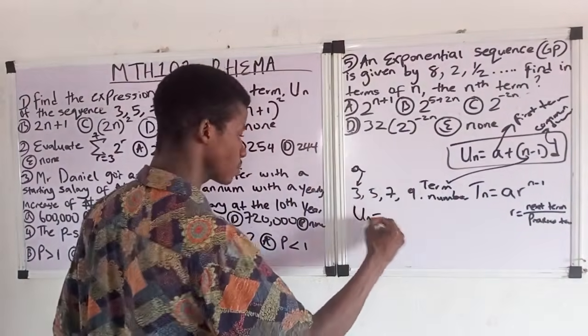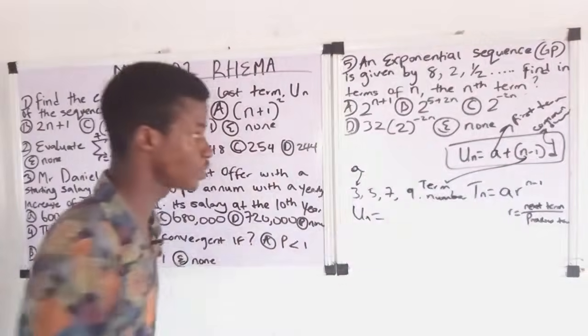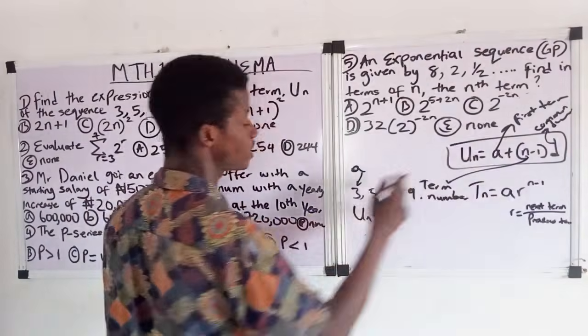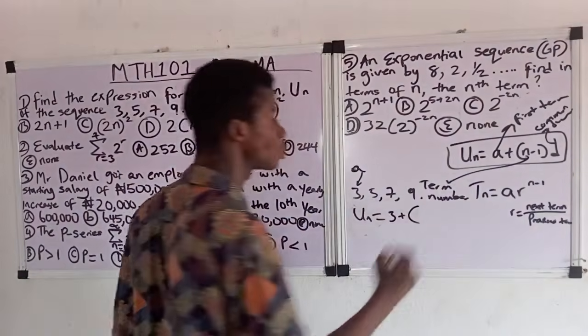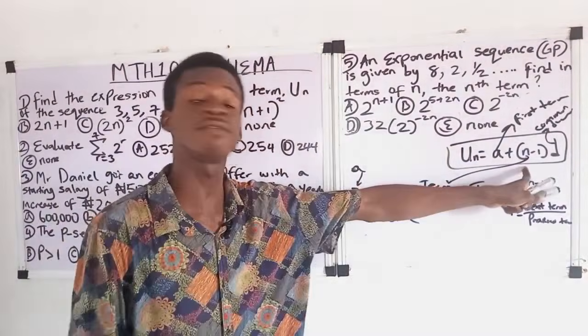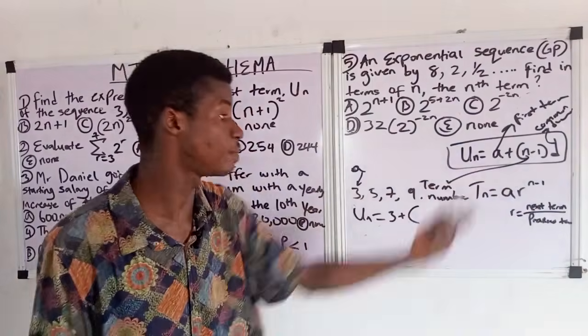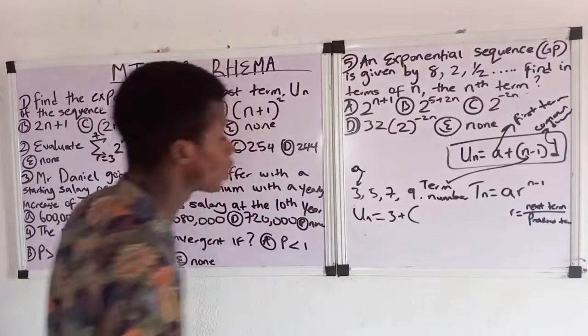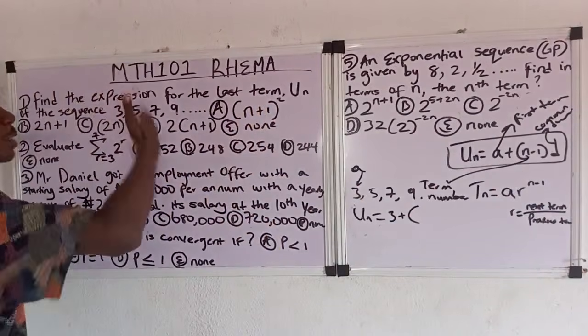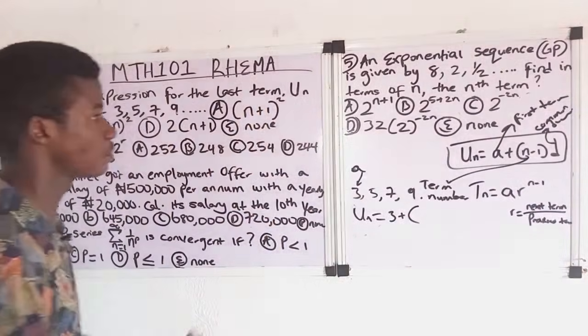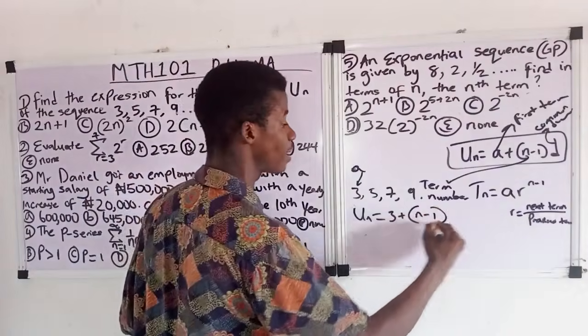The nth term of an AP is equal to the first term. The first term is 3, right? So 3 plus, bracket open, now they didn't give us the term number, so we just put n in there, because they're asking us to find the expression for the last term. So n minus 1, bracket close.